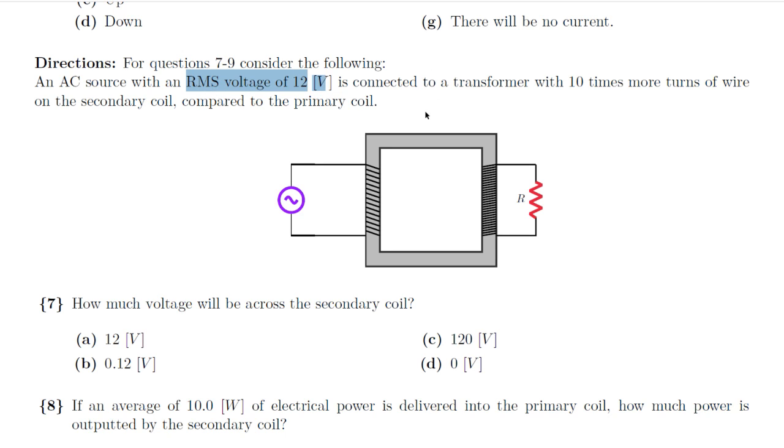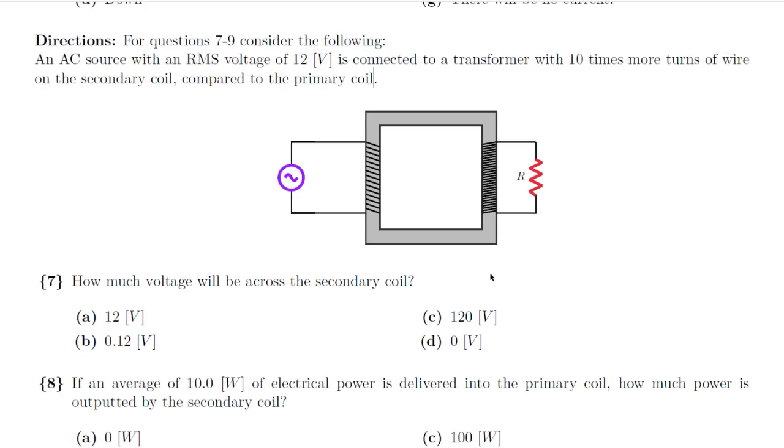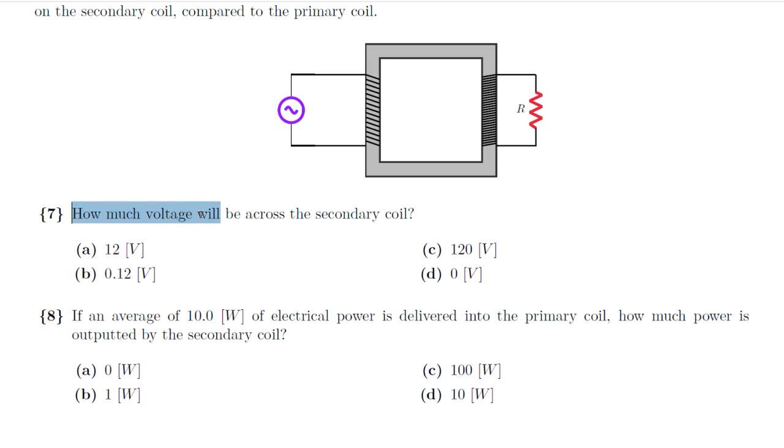In this case, I give you the RMS voltage. It's connected to a transformer with 10 times more turns of wire on the secondary coil compared to the primary coil. So remember when we use the terms primary and secondary, primary is referring to the input. So the input is on the left side, that's the primary coil, and the output is on the right side, that's the secondary. Now we have more turns of wire on the secondary coil, 10 times more. I want to know how much voltage will be across the secondary coil.